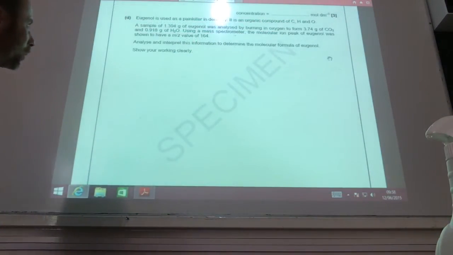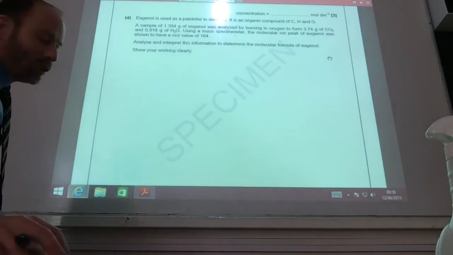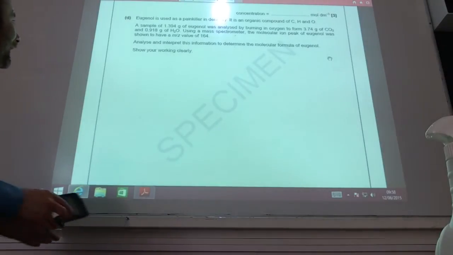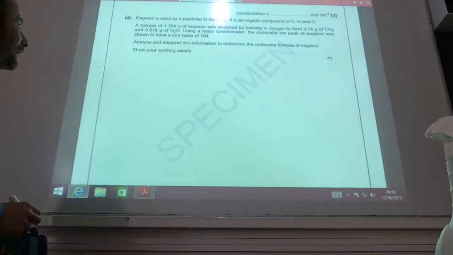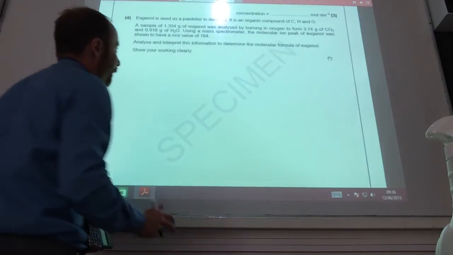Okay, so this is quite an interesting one. I've taken this organic compound containing carbon, hydrogen, oxygen. I've taken 1.394 grams of it, burnt it in oxygen to produce 3.74 grams of carbon dioxide and 0.18 grams of water, and I need to work out its molecular formula.